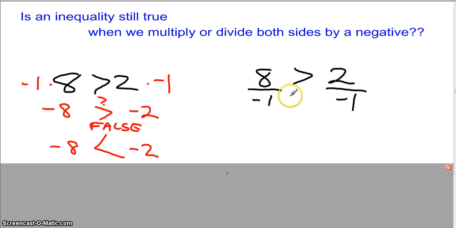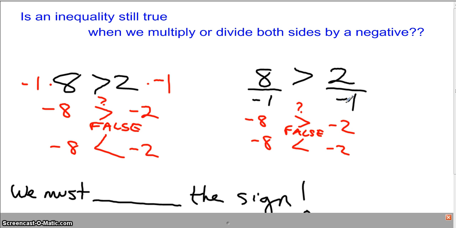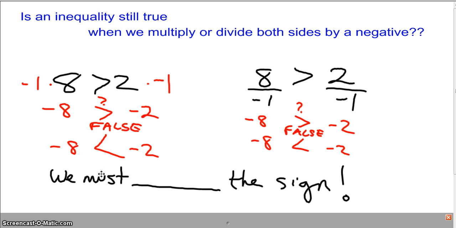Okay, let's try it with division. Again, we're going to end up with the same values, aren't we? When we divide both sides of an inequality by negative 1, we just change those signs. So is this statement true? Is the left still greater than the right? No. So we're going to have to switch the sign. This is false. We switch the sign, and now it's true. Okay, so make sure you write the important rule. We must switch the sign. Keyword. Switch the sign.